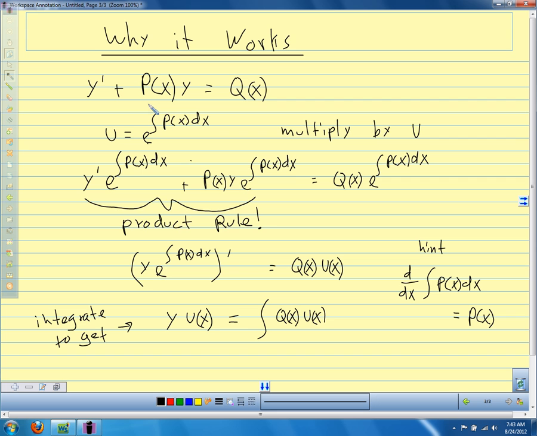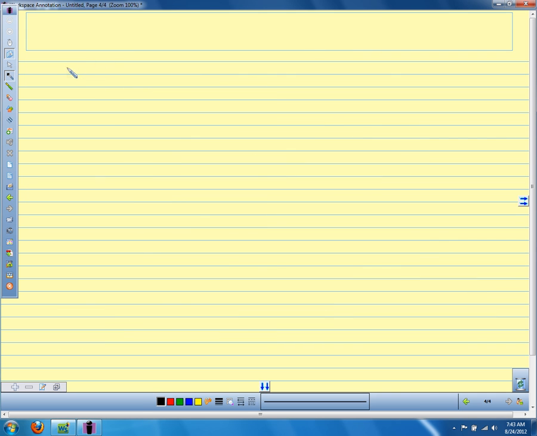So let's look at another example using this approach, recognizing that this is the derivative of a product. So our second example, and this one has another interesting little twist. So we want to solve x squared y prime plus 5xy plus 3x to the fifth equals 0.